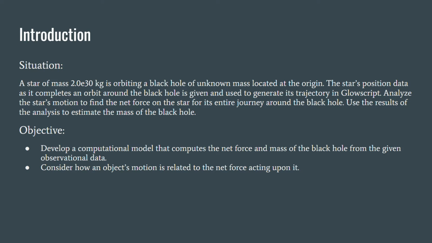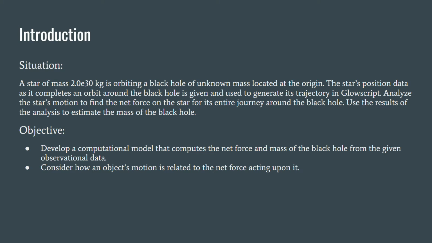Here we were given a star of mass 2 times 10 to the 30th kilograms orbiting a black hole of unknown mass located at the origin. The star's position data as it completes an orbit around the black hole is given and is used to generate its trajectory in GlowScript. Here we are to analyze the star's motion, find the net force acting on the star, and then use that to estimate the mass of the black hole.